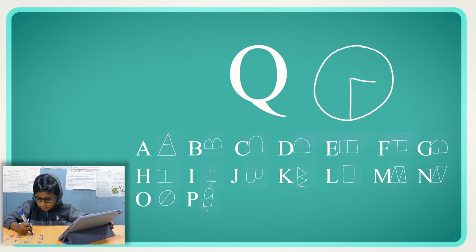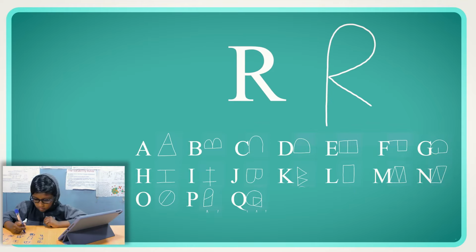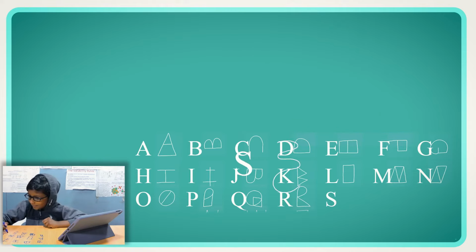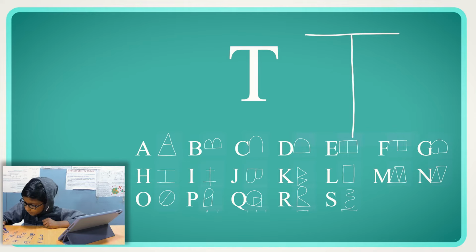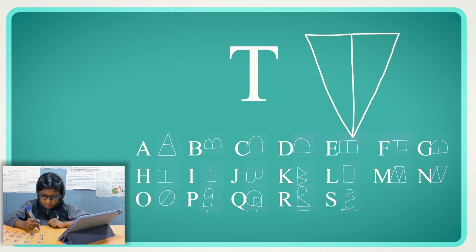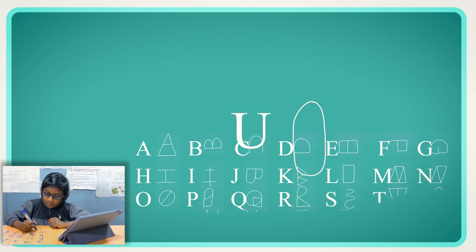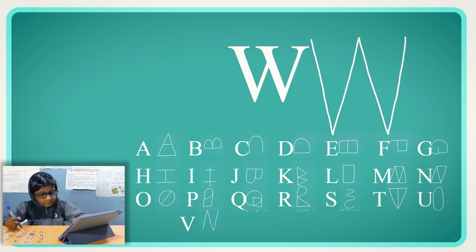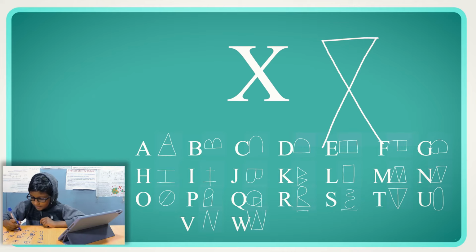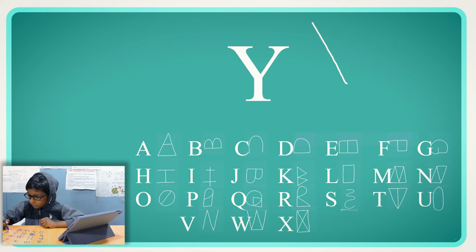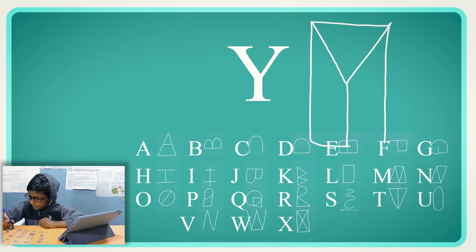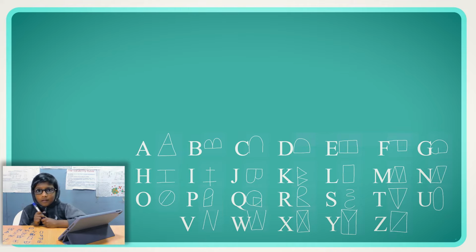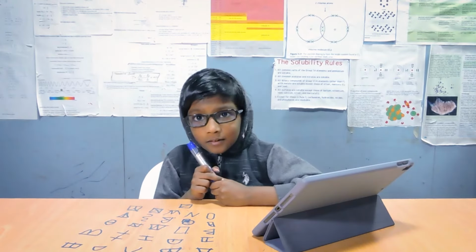Q, R, S, T, and then U, V, W, X, Y, and Z. So this is how the Alphabeta looks like.